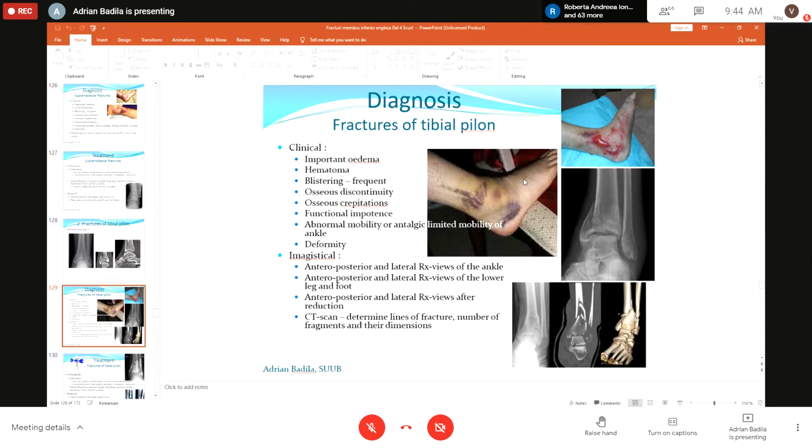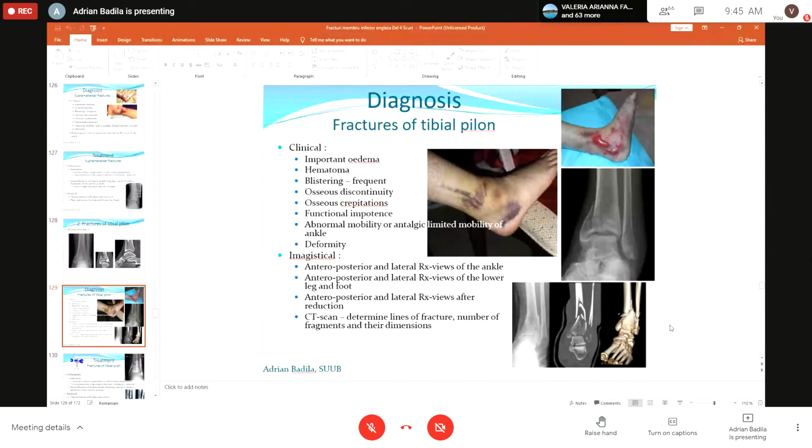And if you perform a reduction, anytime in orthopedics, you must ask for another round of X-ray views after reduction in order to see if your reduction is good enough and in order to have a starting point for the next X-ray checkups to see where you start. A CT scan is useful in order to see all the fracture lines, the fragments, their dimensions, and their displacement.